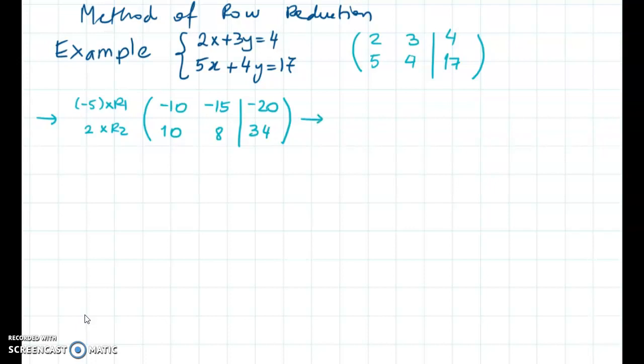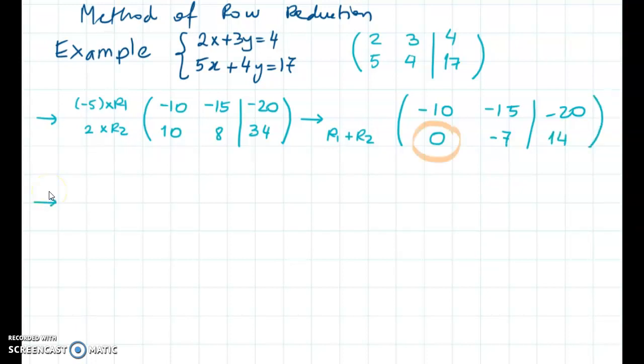So I can substitute the second row by the first row plus the second one, so R1 plus R2. So I obtain a 0 at the beginning of the second row. So I have negative 10, negative 15, and negative 20 in the first one. And now in the second one, when I sum negative 10 plus 10, I get 0. Negative 15 plus 8, I get negative 7. And negative 20 plus 34, I get 14.